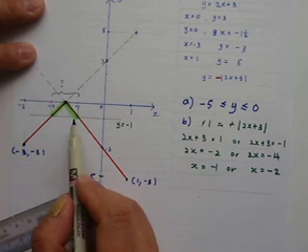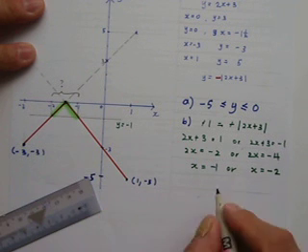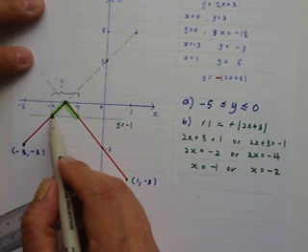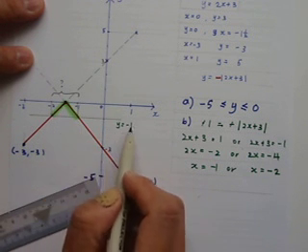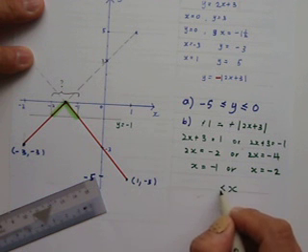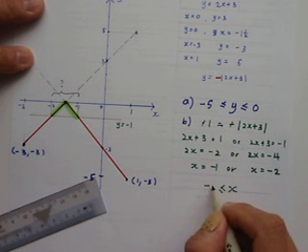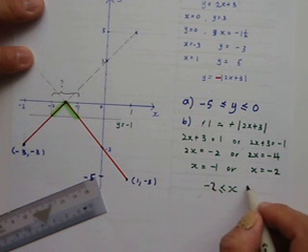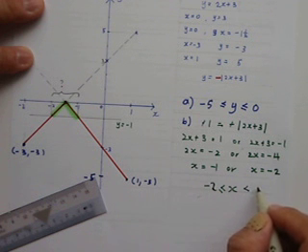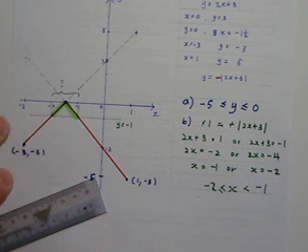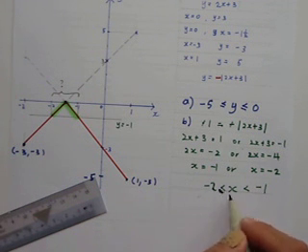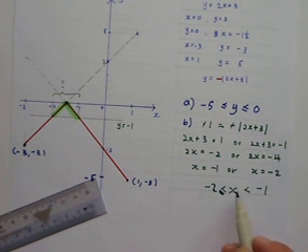So now, this is minus 1 and this is minus 2. For the range of values of x for which the graph is above minus 1, x is from negative 2 to negative 1. There's no equality sign, so it's just from minus 2 to minus 1.